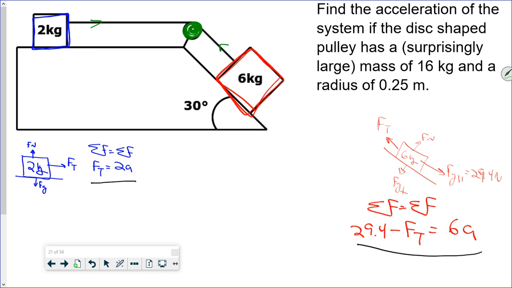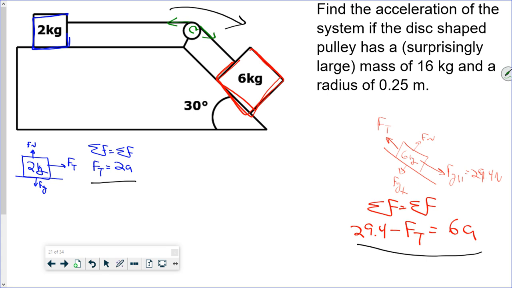Now, unfortunately, in the real world, pulleys have mass, and therefore they have rotational inertia. So the idea is, in this problem, our system is going to move this way, which means our pulley needs to turn this way, which means the tension pulling this way has got to be bigger than the tension pulling this way. So our two tension forces are not, in fact, equal anymore.